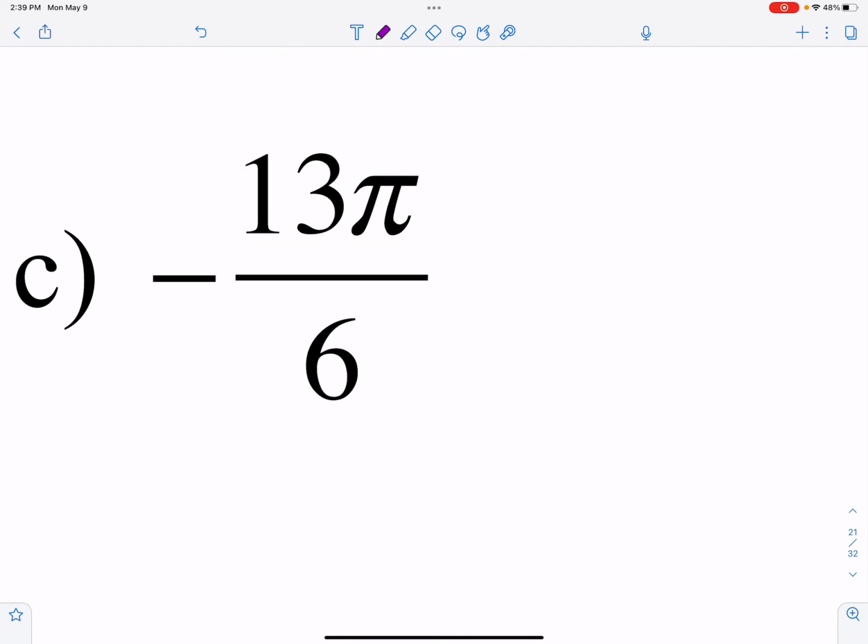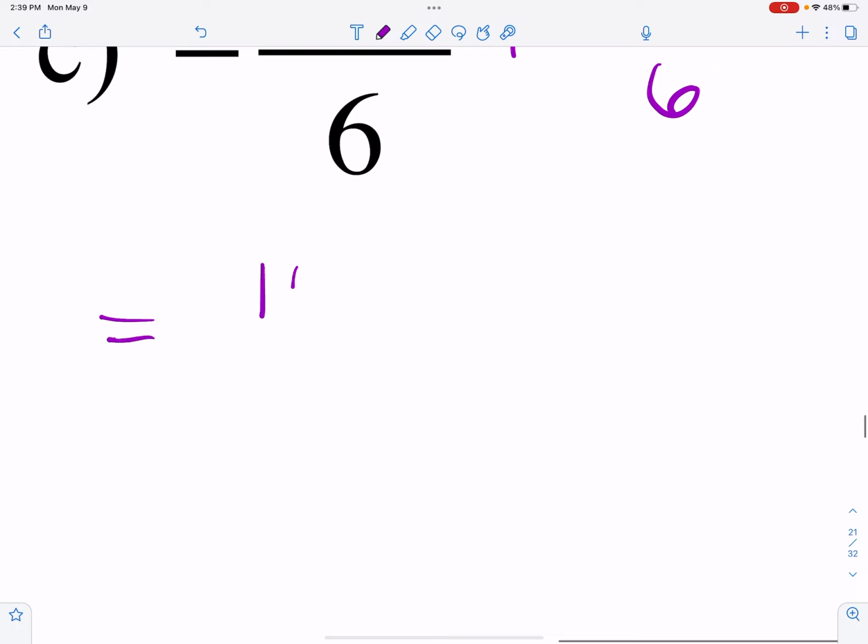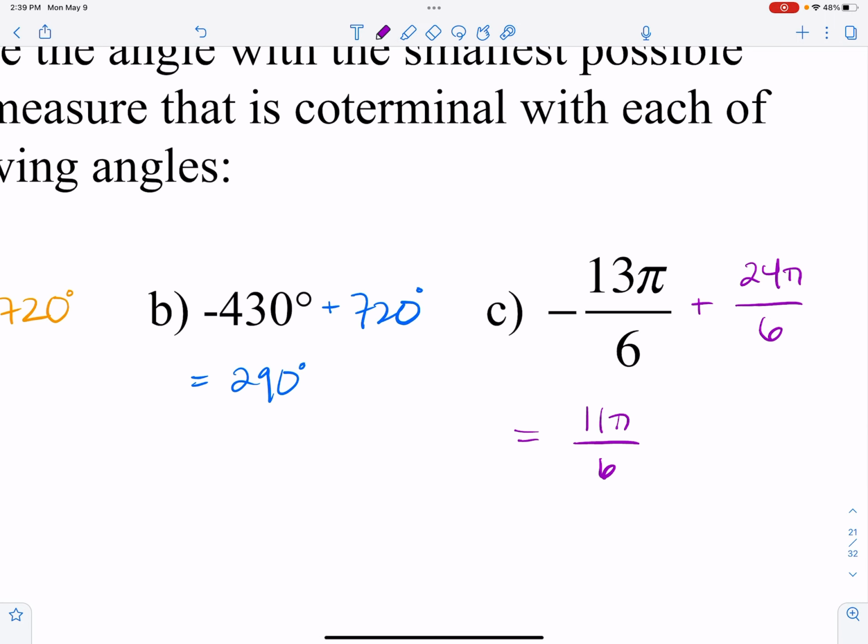And then if we thought about adding 2 pi to negative 13 pi over 6, that would just be adding 12 pi over 6, which we would still be in the negative. So we're going to think about adding 24 pi over 6, which is like adding 4 pi. And that puts us at 11 pi over 6. So 11 pi over 6 is coterminal with negative 13 pi over 6.